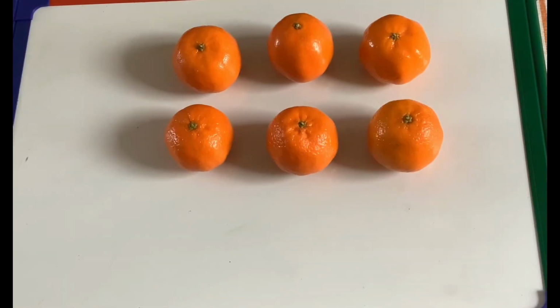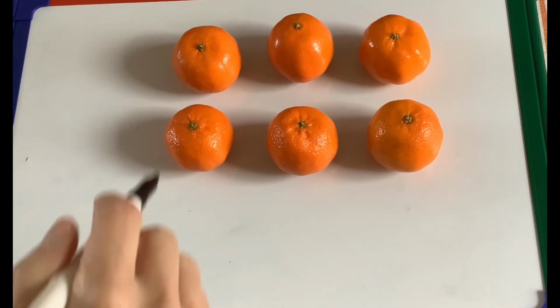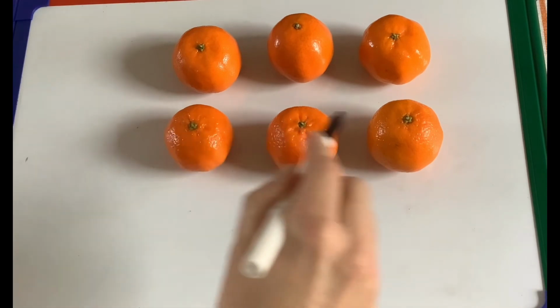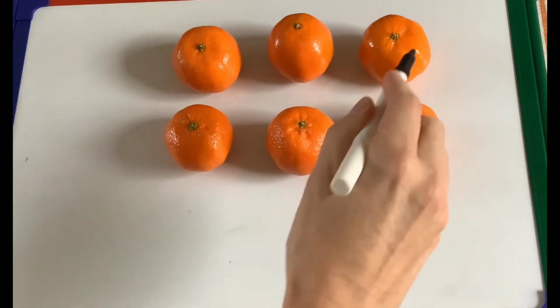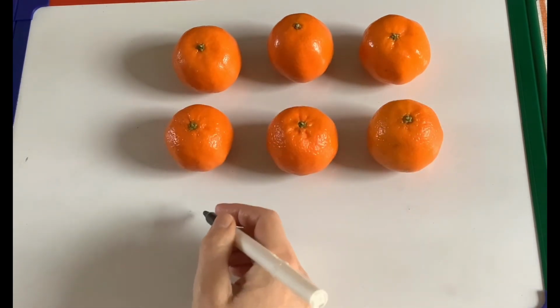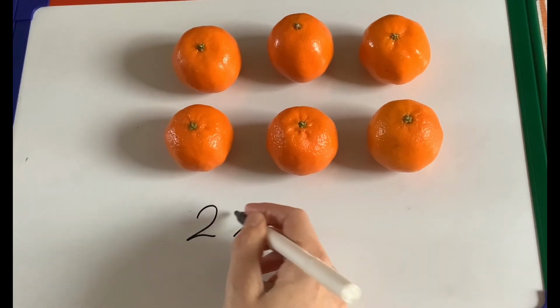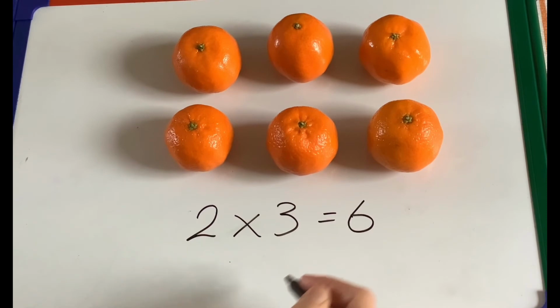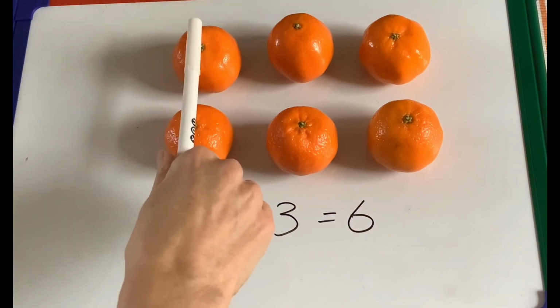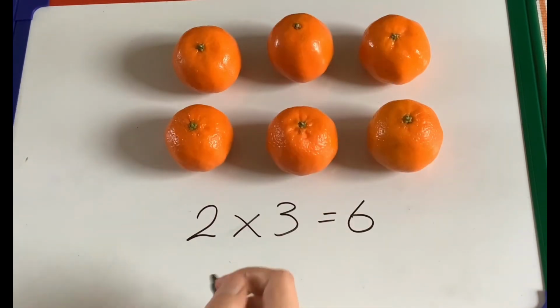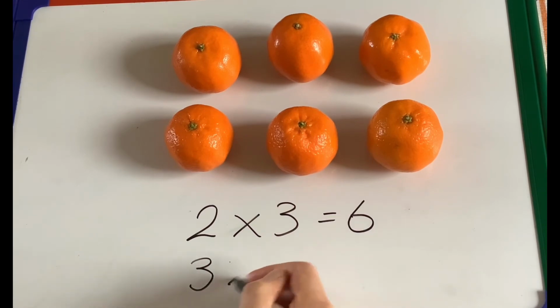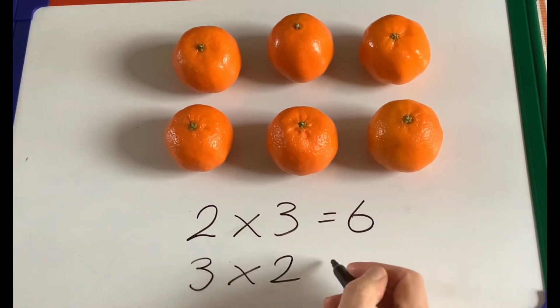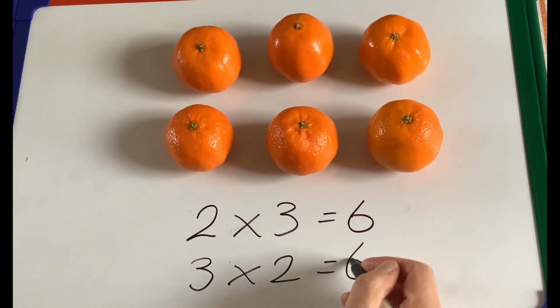So to start with, I've got 6 oranges, or maybe they're satsumas here. So we've got a row with 3, and we've got 2 rows. So we could write 2 times 3 equals 6. Or we've got 2's, we've got 3 2's, so we could write 3 times 2 equals 6.